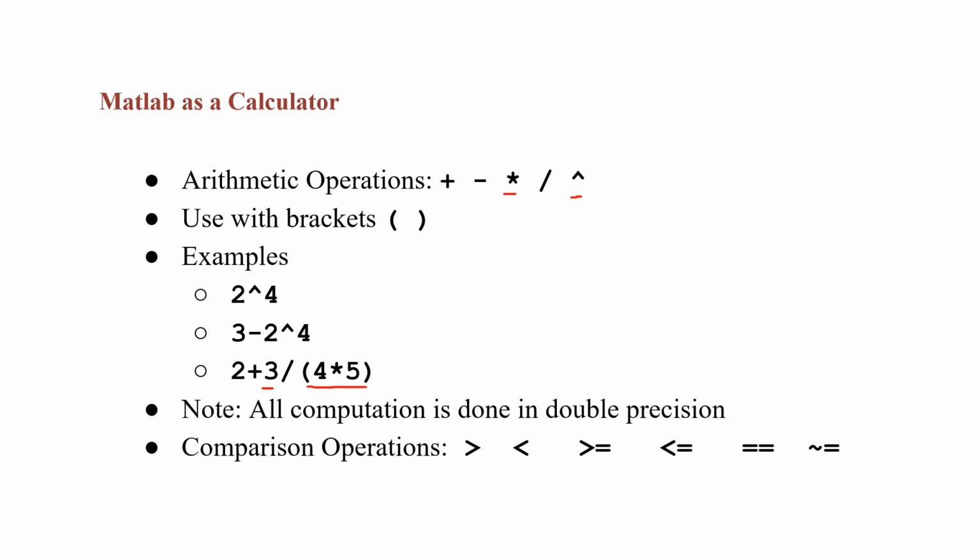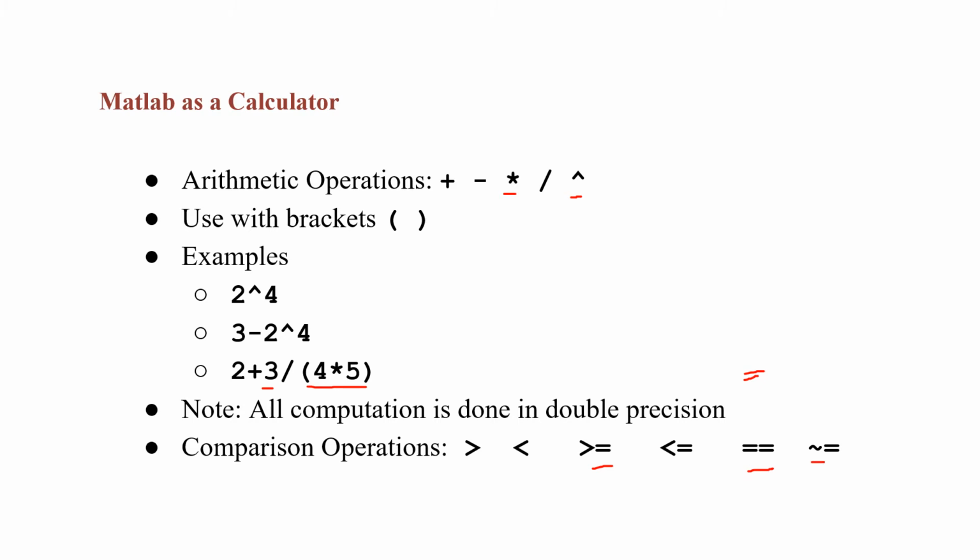Other operations in MATLAB include the comparison operators such as greater than, less than, greater than or equal to, less than or equal to. The equal sign is used when we compare two data to make sure whether they're equal or not. So we'll say A equal B to check whether A is equal to B. If we use one equal sign, this is the assignment operator. It's different from the is equal operator.